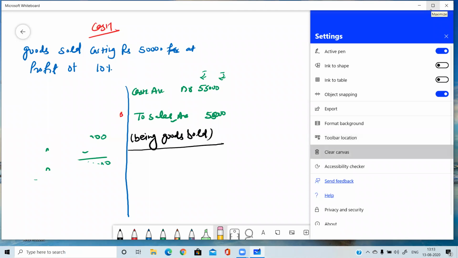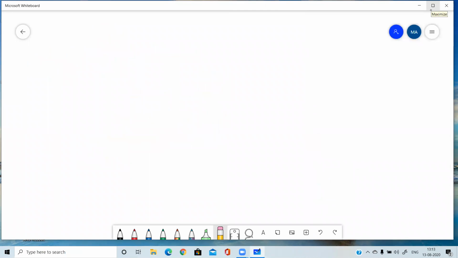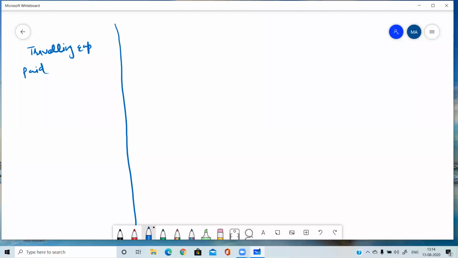Traveling expenses paid. Please tell me, is the screen visible to you all? Complete screen is visible or not? Please tell me. Yes. Okay. So traveling expenses paid, rupees 1000. What will be the entry?